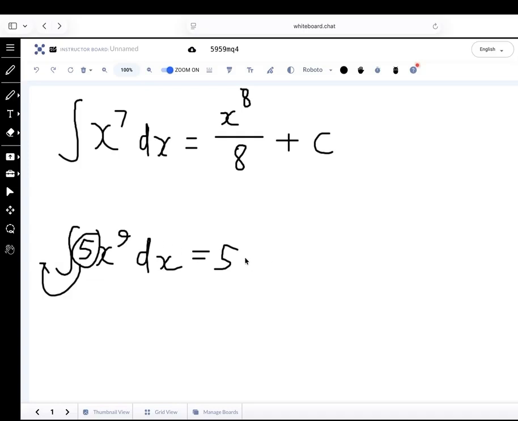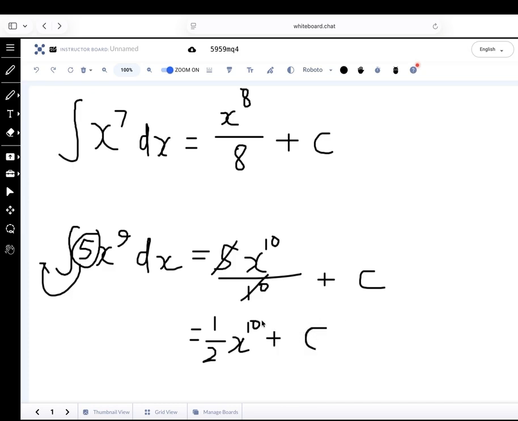So we'll have x, and then 9 plus 1 is 10, and then divide the whole thing by 10 plus c. And here we can actually reduce the fraction. So these two will cancel, and then you'll get 1/2 x to the power of 10 plus c. So this is the final answer. Let me just circle this. This is the final answer.